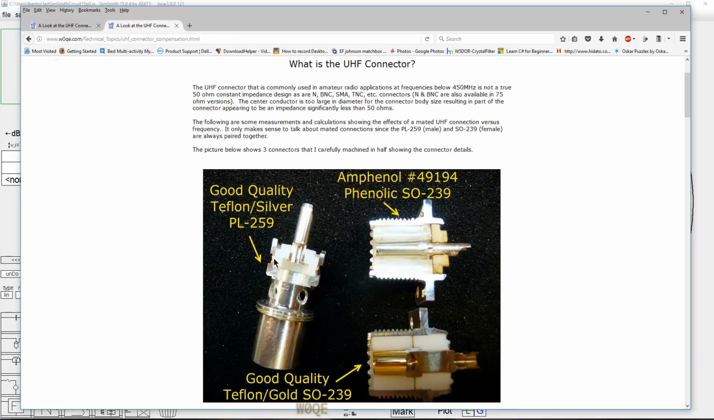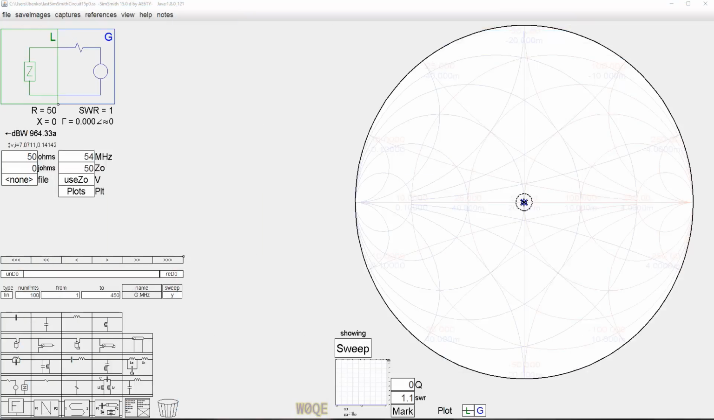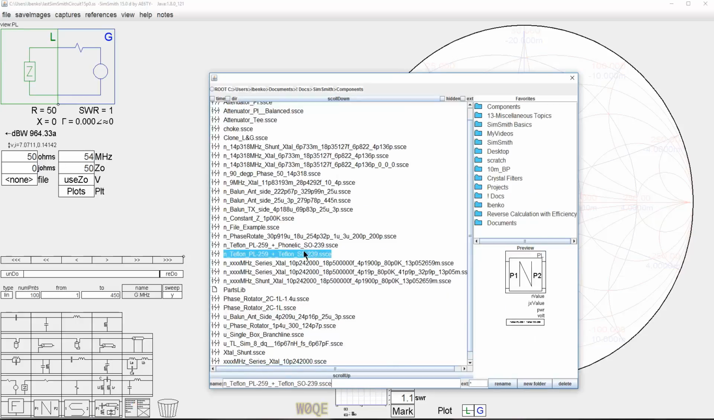But rather than go through that kind of stuff, what I want to do here is primarily to reiterate using SimSmith to show this. So anyways, after I did all the work, I came up with a model for a UHF connector. And there were two models. And I decided I was not going to scrimp on cost. I was going to buy a Teflon male connector, and I was going to buy either a Teflon female connector or a phenolic one. And for this example, let's use the Teflon and Teflon.